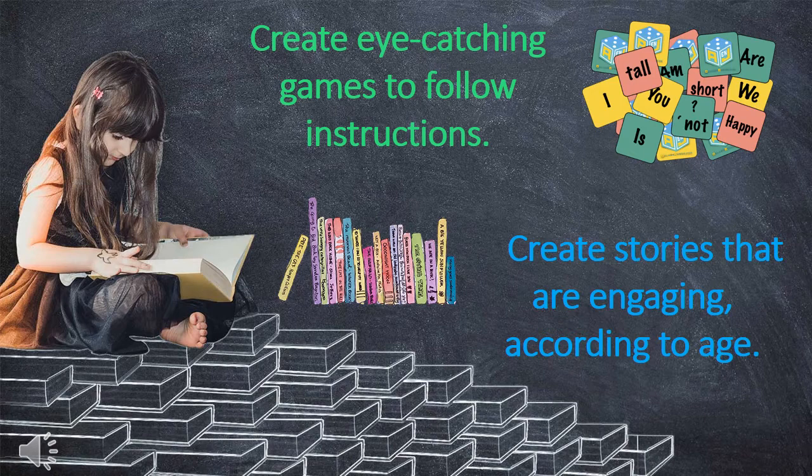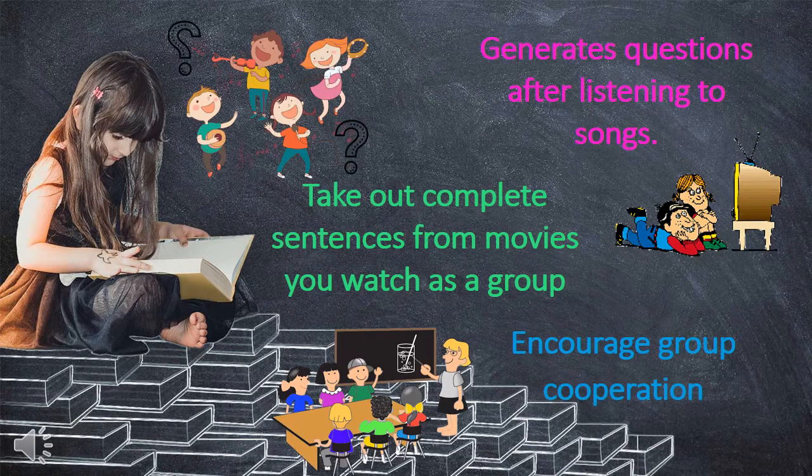Second, create stories that are engaging according to age. We will help them to make a square of images through the audios and they organize them in a logical order. Third, generate questions after listening to the song. For example, with the song we ask if we use colors, if it told about characters.